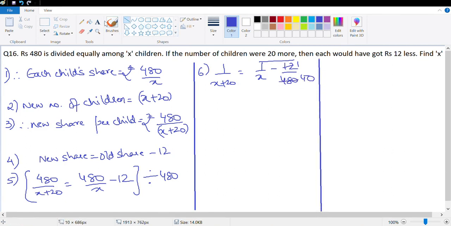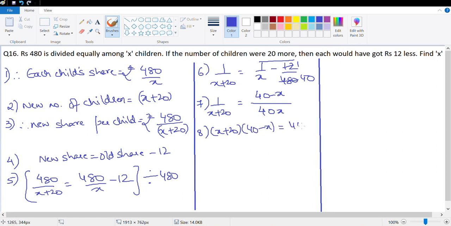Let's take the LCM on the right hand side and solve it. So this is 1 upon (x plus 20) is equal to, the LCM is 40x, so this would be (40 minus x) upon 40x. Let's cross multiply. So what we have is (x plus 20) multiplied with (40 minus x) is equal to 40x multiplied with 1. Let's go ahead and open the bracket. x into 40, that's 40x. x into negative x, that's negative x squared, plus 20 into 40, that's 800. 20 into negative x, that's minus 20x, is equal to 40x.